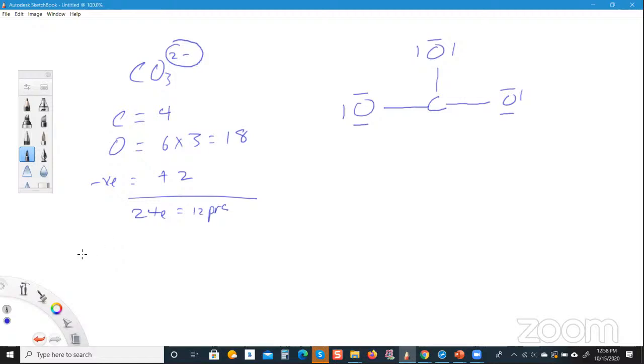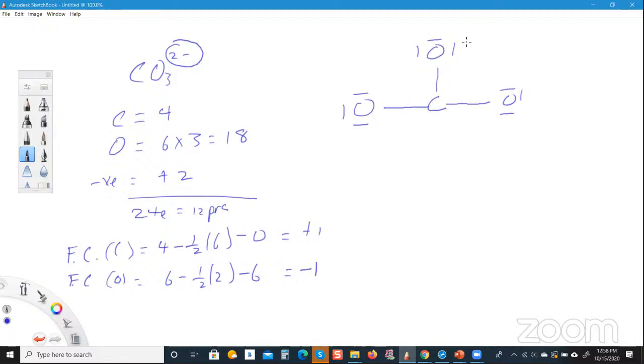So now that we have assigned the electrons, we can now calculate the formal charges. So for carbon, based on the formula, that will be 4 minus half of 6 minus 0. And this will give you 4 minus 3, so that will be plus 1. And then for each oxygen, it will be 6 minus half of 2 minus 6 equals minus 1, all right? So each oxygen here will have a minus 1 charge here, here, and here, while the carbon will have a plus charge, all right?